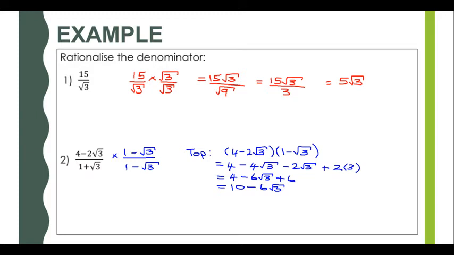We can now do the same on the bottom. So we've got 1 plus root 3 times 1 minus root 3. We can expand this like we have done above with the first bracket, or we can notice that it's the difference of 2 squares. So it's simply the first term squared, take away the second term squared, which is 1 minus 3, which gives us minus 2.